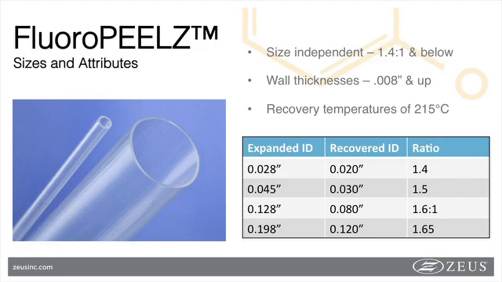Wall thicknesses play an important role as well. For Fluoropeels, a minimum wall thickness of 8 thou is recommended. As far as its recovery process, we recommend to begin around 215 Celsius, with anticipation of adjusting this temperature down in the process development sequence.